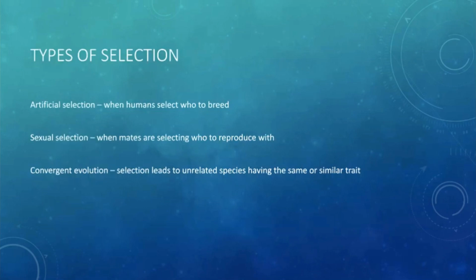Beyond natural selection, there are three types of selection we must also remember. First would be artificial selection, which is when humans select who to breed. For example, in recent decades, a lot of dog breeds have been artificially made through dog breeders. Secondly would be sexual selection. This is when mates are selecting who to reproduce with.